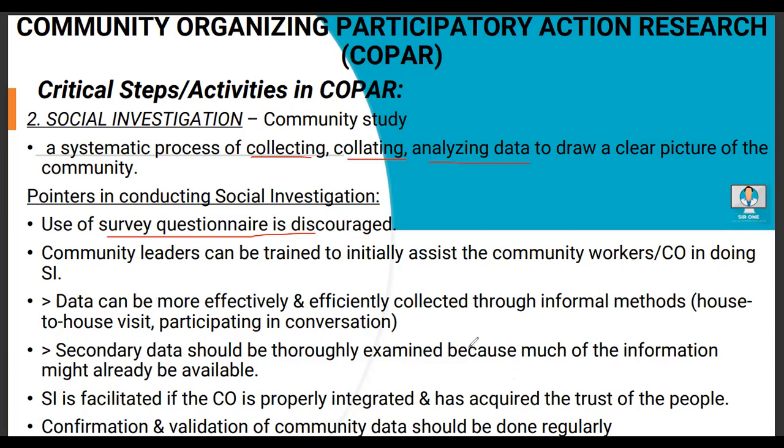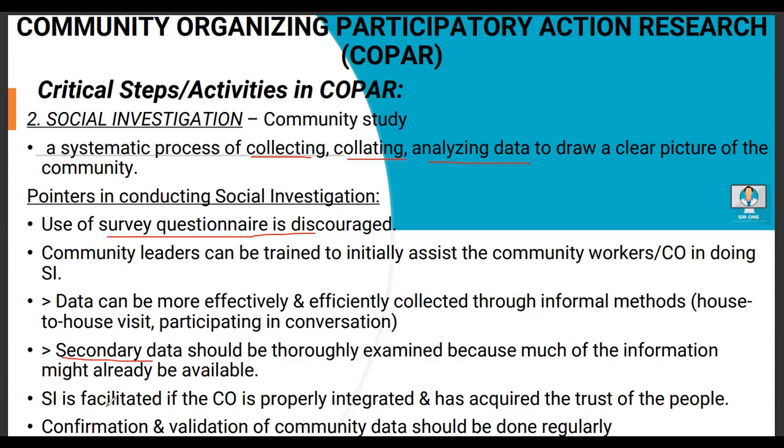Okay? Let's take someone along if our manpower is not enough. Okay? We need potential leaders to accompany us in each of their areas. For example, the Kagawad in charge of Purok 1, like that. Then, secondary data, usually from the barangay, should be thoroughly examined because much of the information might already be available.